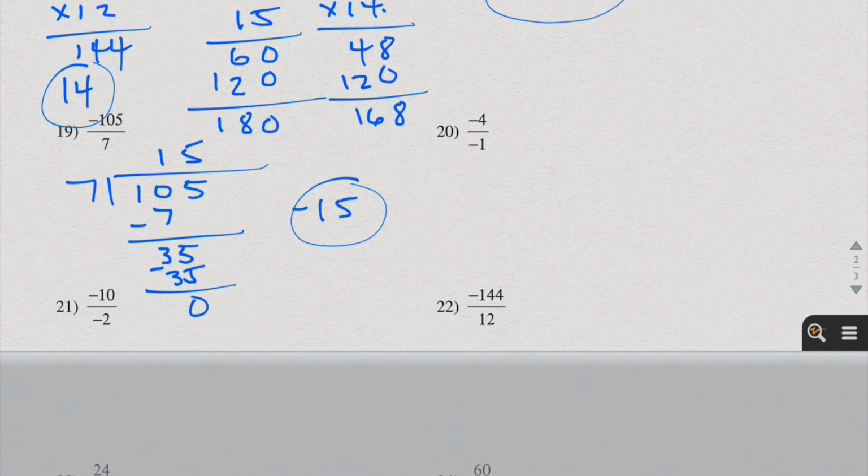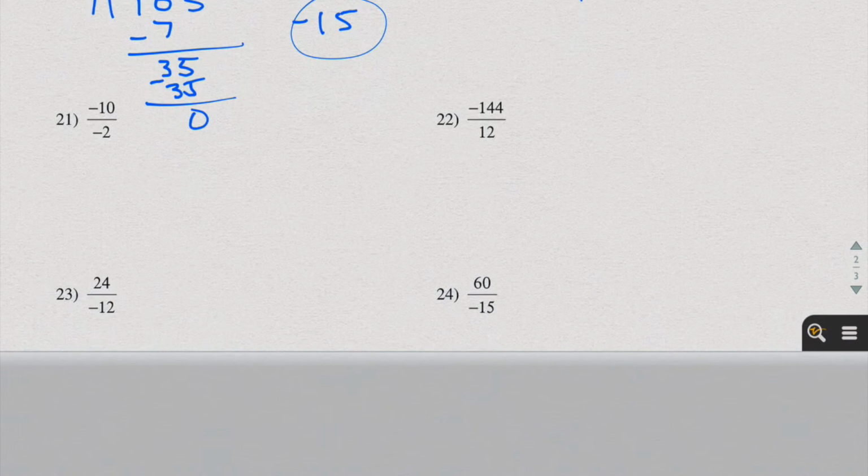Okay, number 20. Negative 4 divided by negative 1. Anything divided by 1 is that only thing, whatever's in the numerator. What we have to do is just keep in mind the sign. Negative divided by a negative is a positive 4. Number 21. Negative 10 divided by negative 2. They're both negative, so our answer is going to be positive. 10 divided by 2 gives us 5.